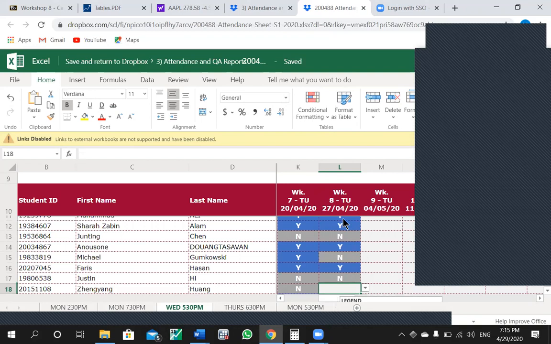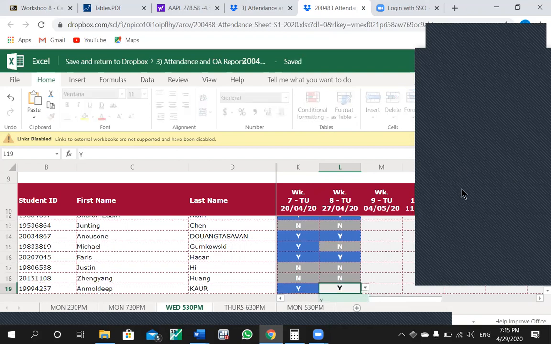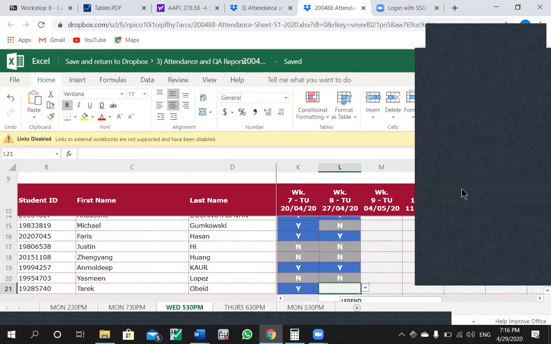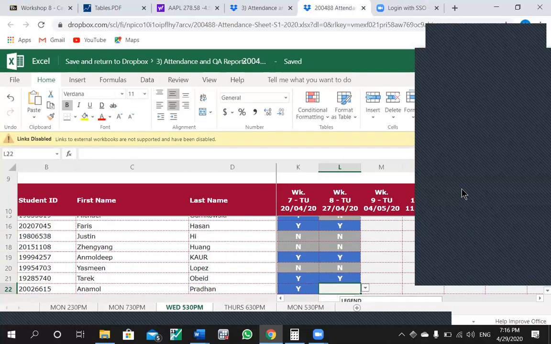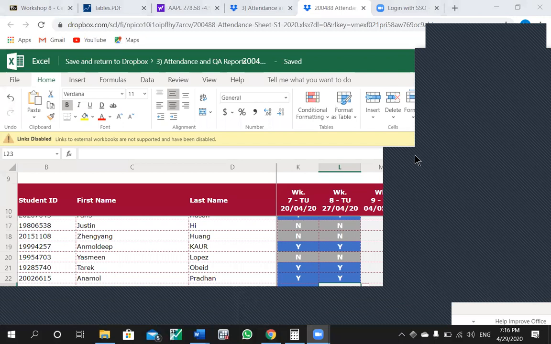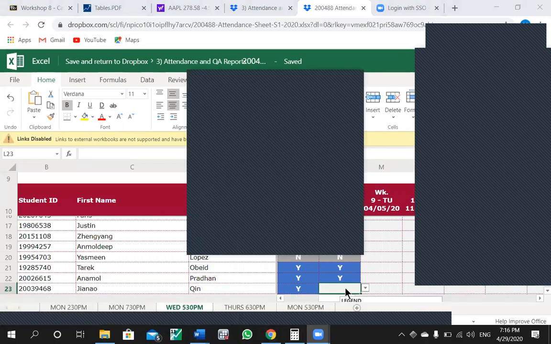Then Zheng Yang Huang. No. Anmol Koshi already told me she left. Yasmin Lopez, you there? No. Tarek Obaid, I can see Tarek in there. Anamol Pradhan, yeah, Anamol Pradhan is in here. Jianao Chen. I think I got some message too, from Utik Panha and another student. Jianao Chen, yeah, he's gone, but he sent me this message.